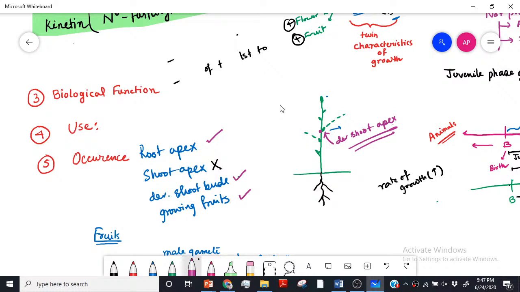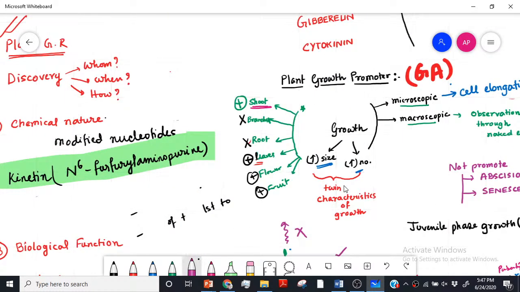Now what happens? If it is present in the root apex, it will cause root elongation. In the apex it is present, so it will cause elongation. In the shoot apex it's not present, so it will not cause shoot elongation. In developing shoot buds, it promotes branching. And in the fruits, it will promote fruiting, right? So now let's come back to these discussions.